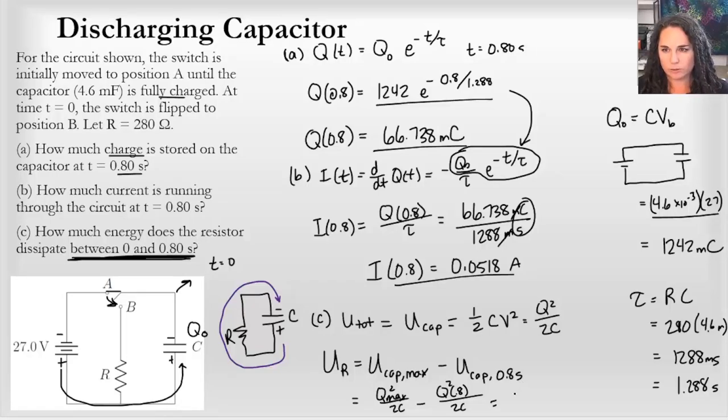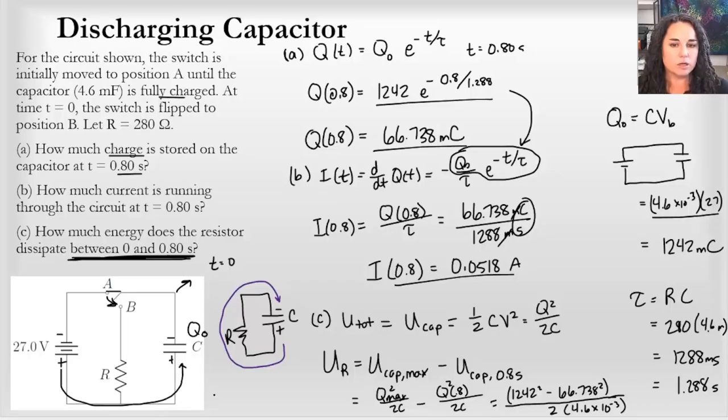So I would do Q naught is 1242 microcoulombs squared minus 66.738 squared. All right, I'm just factoring out the 2C's, and then I divide by 2 times 4.6 times 10 to the negative third. And that will give you that energy dissipated by the resistor.